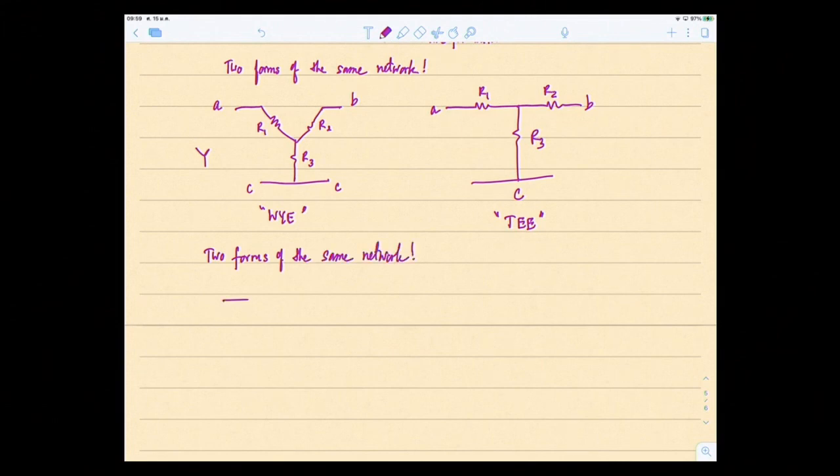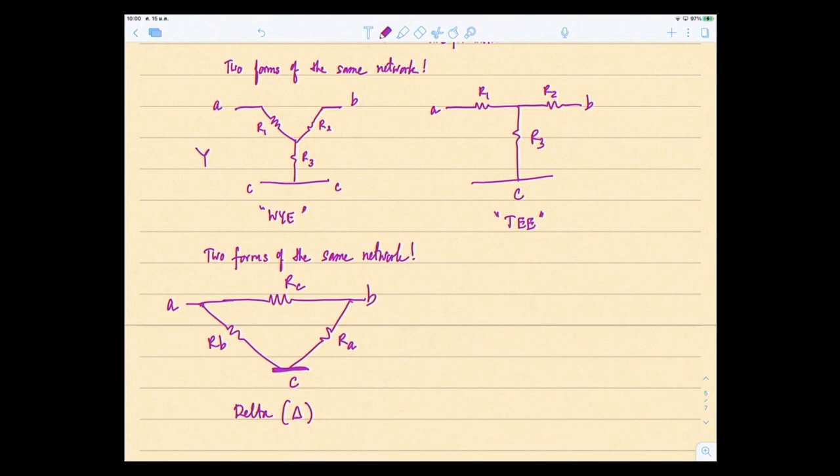So the delta looks like a triangle, like this. These are terminals A, B, C, and we label the resistors as follows: RA is the one diagonal to terminal A, so RA. Diagonal to B is RB, and diagonal to terminal C is RC. So this is the delta connection.